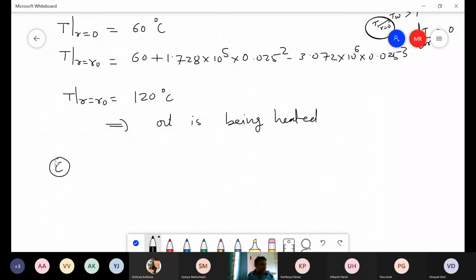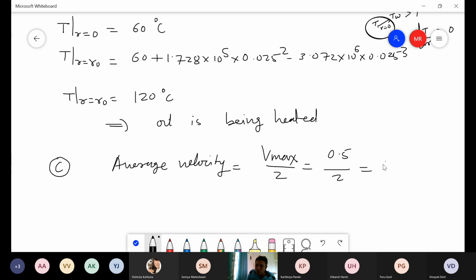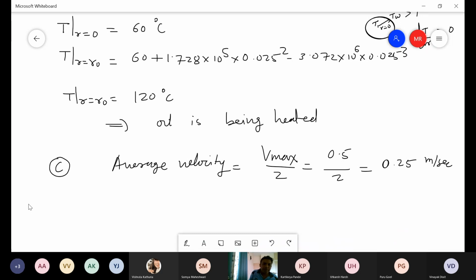In part C, what has been asked is that we have to calculate the average velocity, isn't it? If you remember your fluid mechanics, average velocity is nothing but Vmax by 2. Vmax we have already calculated, that is 0.5, divided by 2. So it comes around 0.125 meter per second. Correct? So this is the answer of part C.